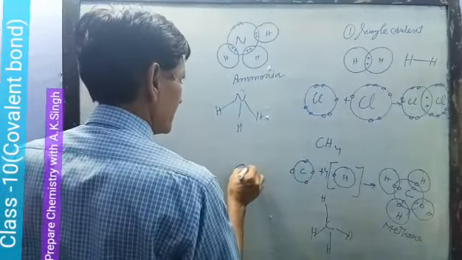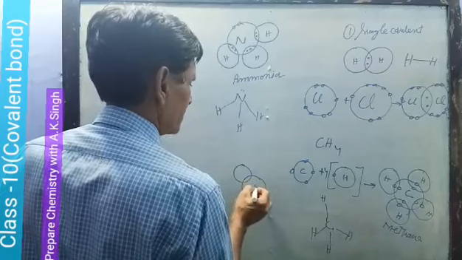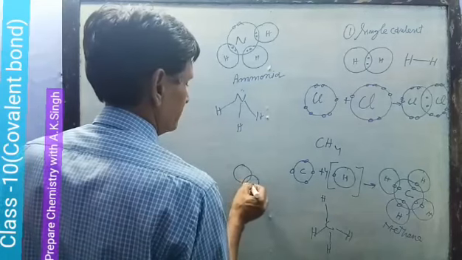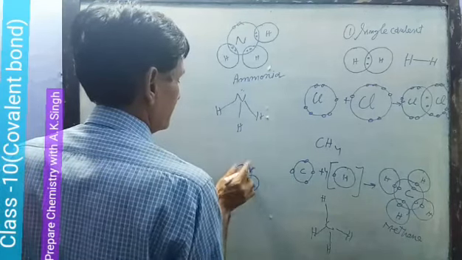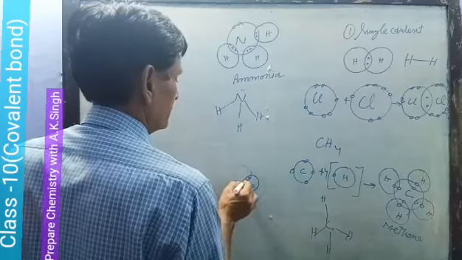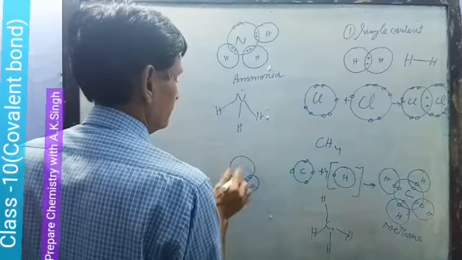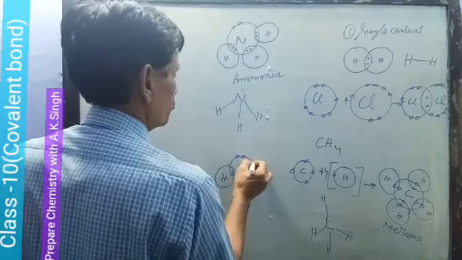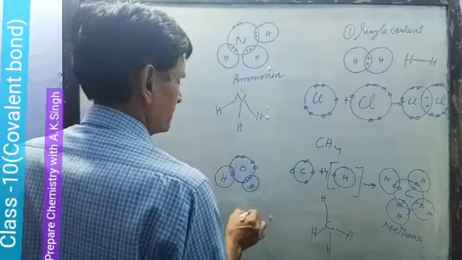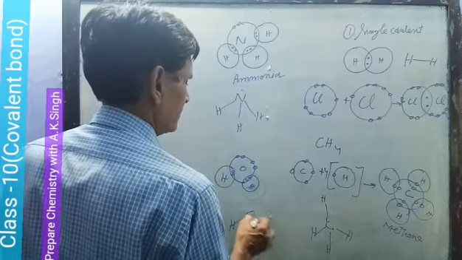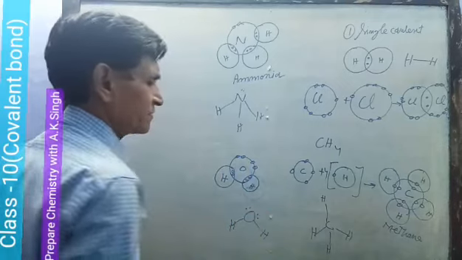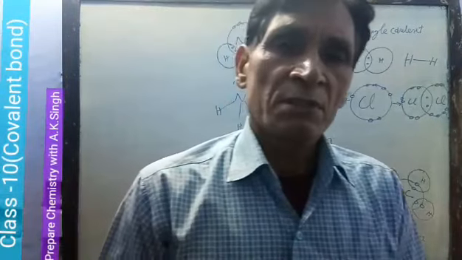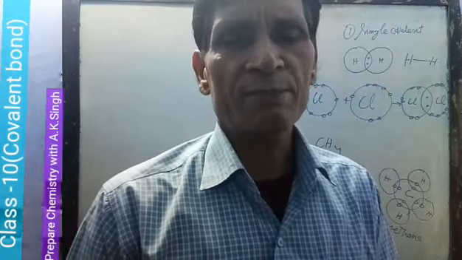Water is having oxygen atom sharing one electron with this hydrogen atom, another electron with this hydrogen atom, and here are two non-bonding pairs. This is oxygen. Now the water molecule is like this. This is the non-bonding pair. Then these are some examples of the molecules having single covalent bond.